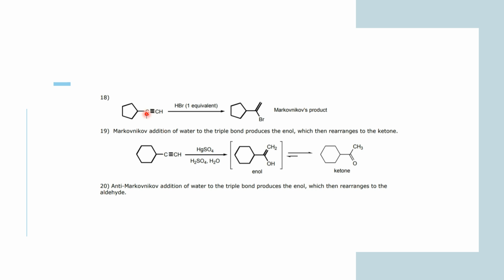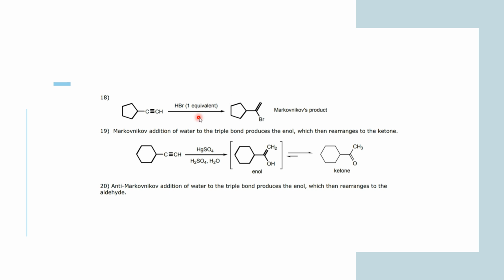Then after generating the carbocation on this carbon atom, we will have attack on it by bromide anions present in the system. So bromide anion will attack on the carbocation formed on this center, giving you the Markovnikov's product as the final product. So this bromoalkene, you will get as the major product for this reaction.